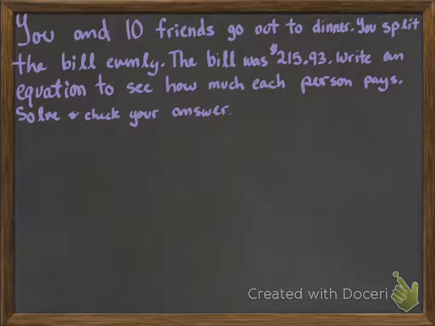All right, so let's break down the important information. Well, you and 10 friends. So how many total people went out to dinner? Well, you and your 10 friends. So 11 total people went out to dinner because it's you plus your 10 friends. You split the bill evenly, which is important information. When you split something up into even categories, that's division.